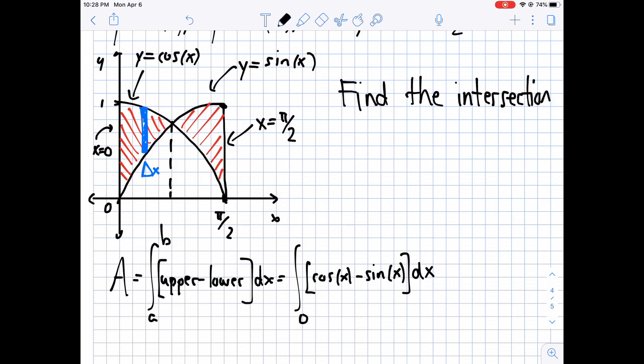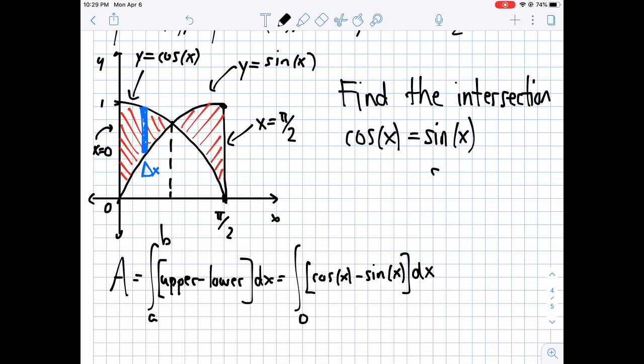So we have, when is cos x equal to sine x? Now, some of you may just know this. You could look at a trig table. You could think about using your calculator. One way, though, is actually to think about, oddly enough, the tangent function.